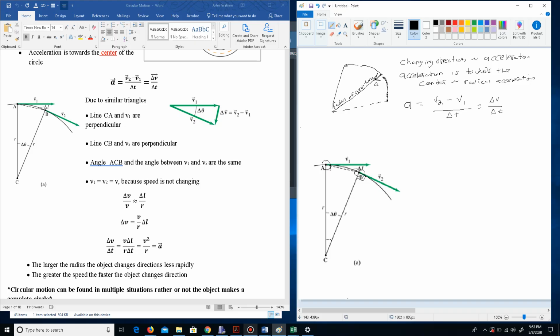All right, so now what we can look at is the fact that this change in V and this dashed line that's a delta L are similar because they're similar triangles. So delta V and delta L are similar. And then V is going to be similar to R. Okay, so either one of these V's is similar to this R.